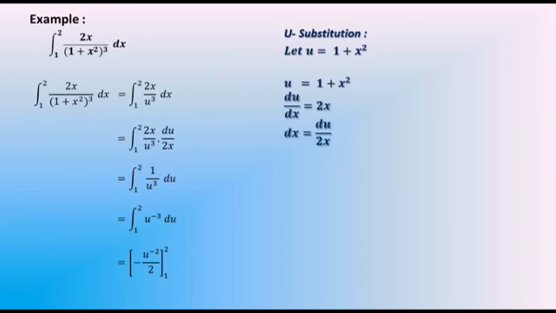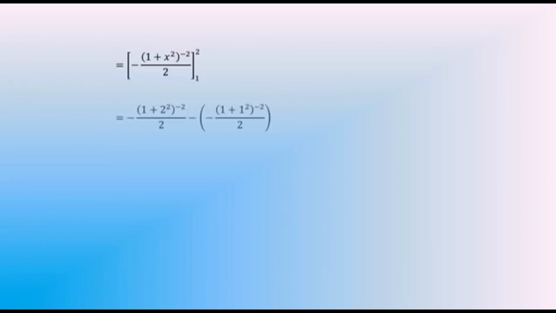plus 1. So kita akan dapat u to the power of negative 2 over negative 2, evaluate from 1 to 2. So kita gantikan balik nilai u tadi kepada 1 tambah x square. So akan dapat 1 tambah x square to the power of negative 2 divided by negative 2. Okay, so kita calculate, kita gantikan nilai x dengan 2 dan 1, jadi kita tolak. So jawapan akhir kita akan dapat 21/200.